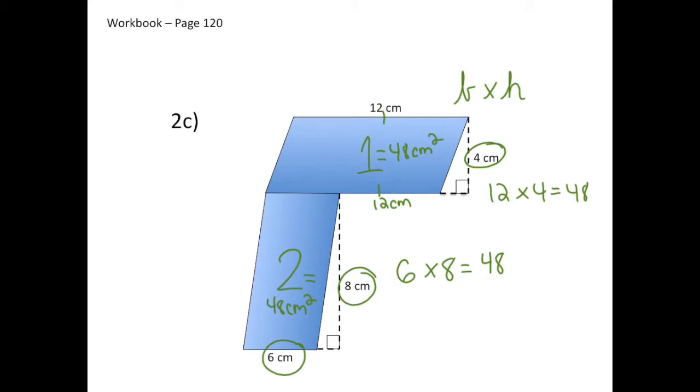Now I have one last step. This is my first step, second step, one last step here, which is to add the area of figure 1 to the area of figure 2 for my total area. 48 plus 48 equals 96 centimeters squared. So the area of this composite shape is 96 centimeters squared.